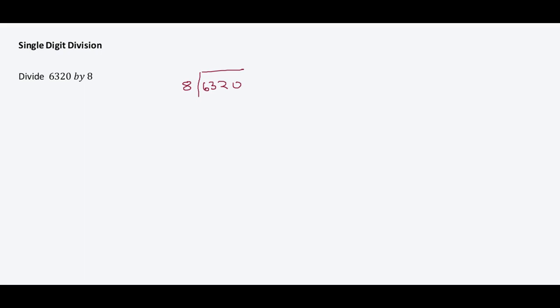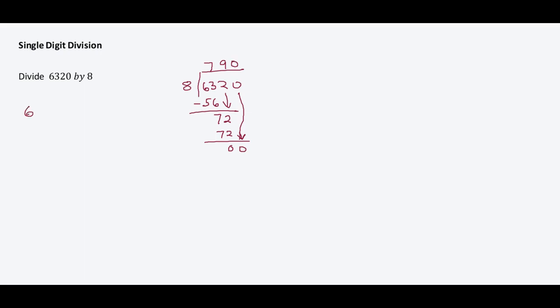So we go over to 63. 63 divided by 8. 8 times 8 is 64, so we're going to have 7 groups of 8 in 63. 7 times 8, we have 56. We subtract, and that's going to give us 7. We bring down the 2. 72 divided by 8, we have 9. 8 times 9, we have 72. So we have a 0 here, and then we bring down this other 0. 0 divided by 8 is 0.